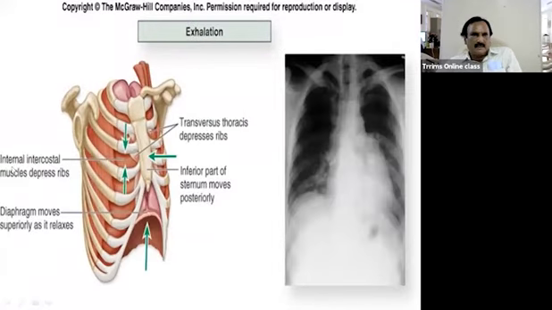And then the internal intercostal muscles will recoil, and then the sternum moves back and the diaphragm moves up. So the diaphragm and internal intercostal muscles depress the ribs, and the diaphragm moves up and then relaxes. And then you also have the transversus thoracic muscle, which depresses the ribs, and the inferior part of the sternum, the sternal body, moves backwards. So these are the mechanics which occur in the neural control of respiration.